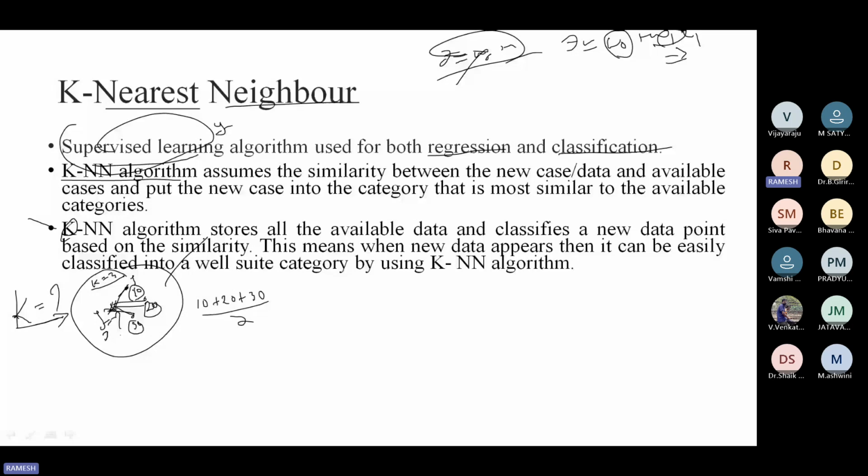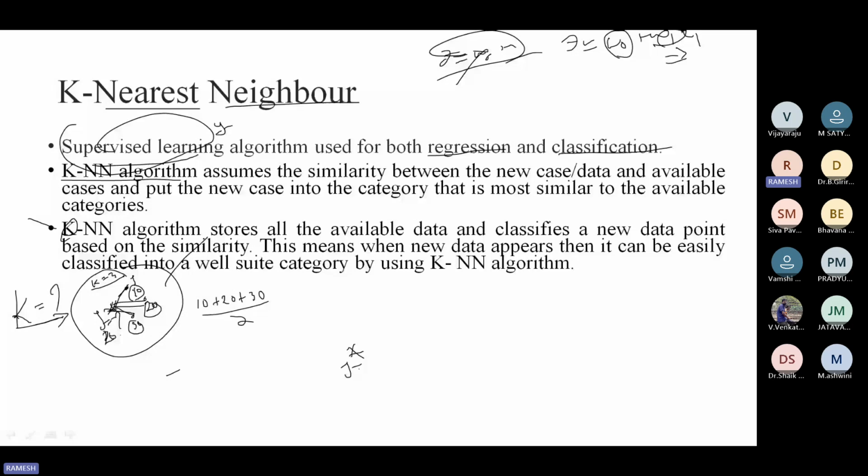In this way, we predict the new values. If it is a regression problem, we take the average of the selected values. If it is a classification problem, it is the same idea. This is the data point; which class does it belong to?